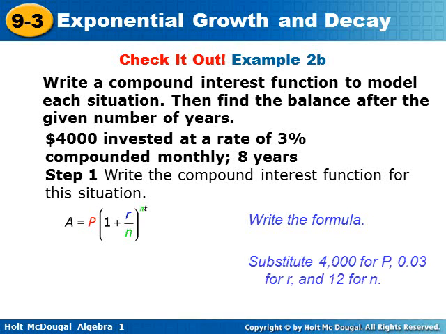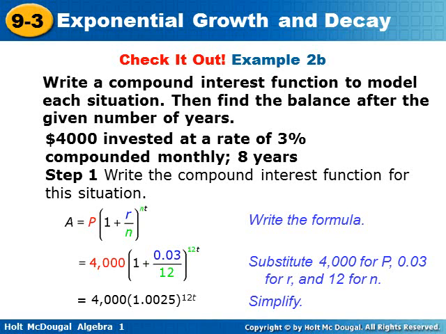So we're going to substitute 4,000 for P, that's the money we invested, the principal, and then 0.03 for r, that's our rate of investment, the percent as a decimal, and 12 for n because it's compounded monthly, so 12 times a year. So we get 4,000 times (1 plus 0.03 divided by 12) raised to the power of 12 times t. We simplify what's inside the parentheses and we get 4,000 times (1.0025) raised to the power of 12t.